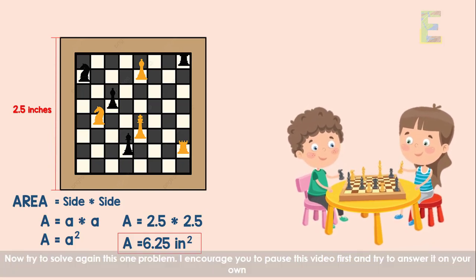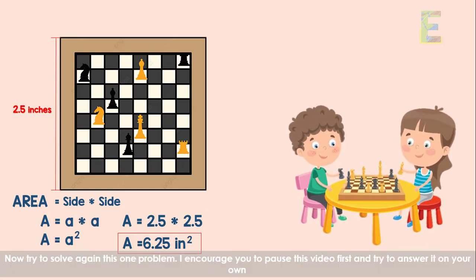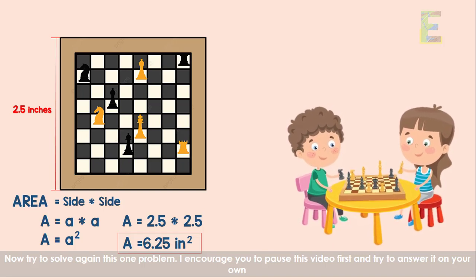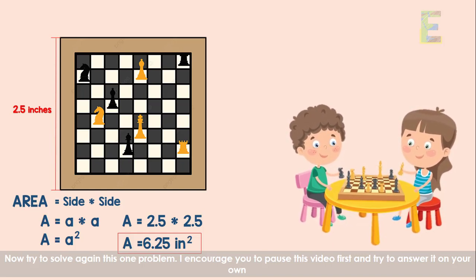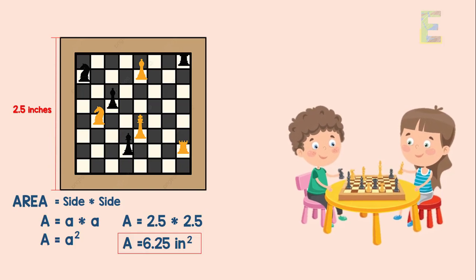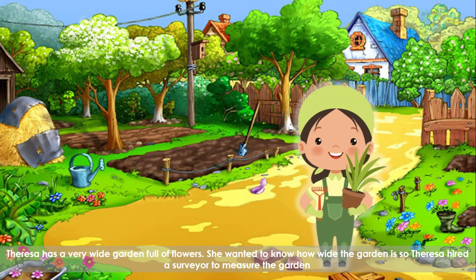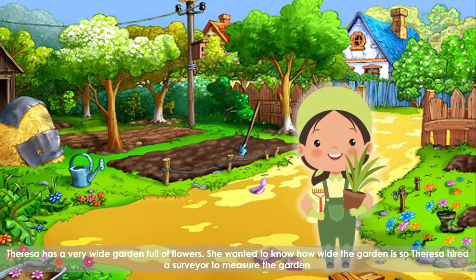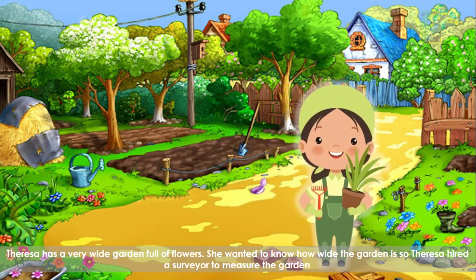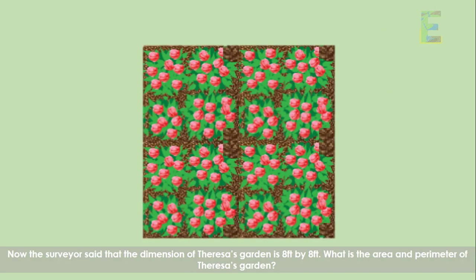Now let's try to solve one more problem so that you can apply what you have learned. I encourage you to pause this video first and try to answer it on your own. So here is the problem. Teresa has a garden full of flowers. She wanted to know how wide the garden is. So Teresa hired a surveyor to measure the garden. The surveyor said that the dimension of Teresa's garden is 8 feet by 8 feet. So what is the area and perimeter of Teresa's garden?